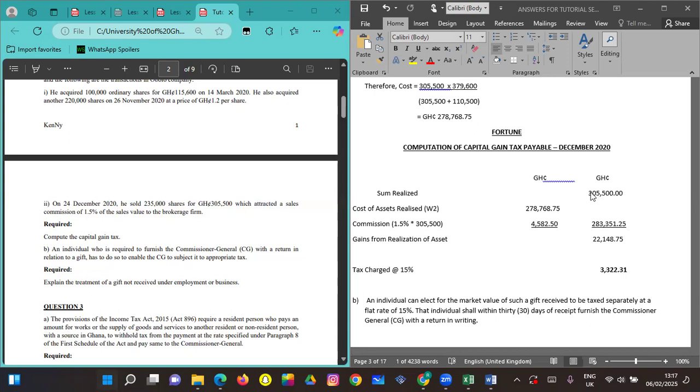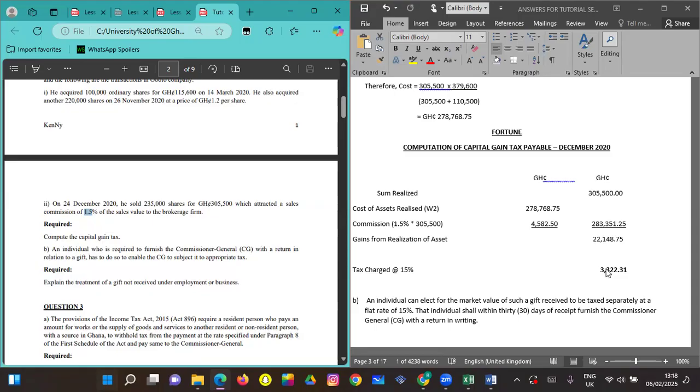Now we come and compute our capital gain tax payable. The sum realized, the amount we receive for selling the shares, will come here. Our cost, which we calculated up there, will come here. Then the commission that we paid, 1.5% commission on the amount we received. So our total cost is going to be this, and when we take it out, this will be our capital gain, right? Now, when we find 15% of it, we are going to get our what?